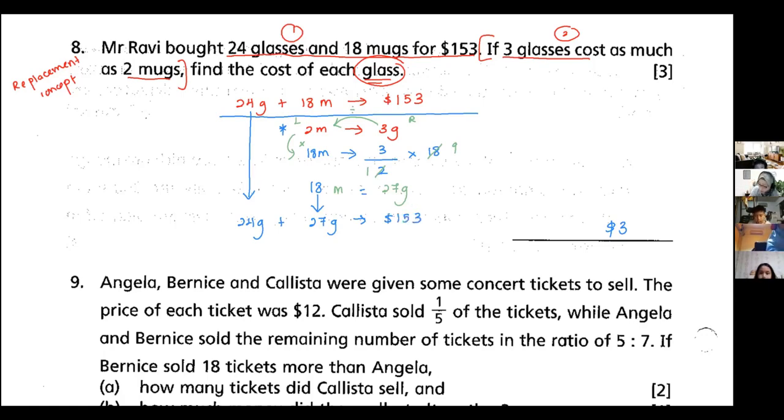So I want to know the total number of glasses here. This will give me 51 glasses. That is $153. So 51 glasses is $153. 1 glass is 153 divided by 51, and I will get $3. Answer.